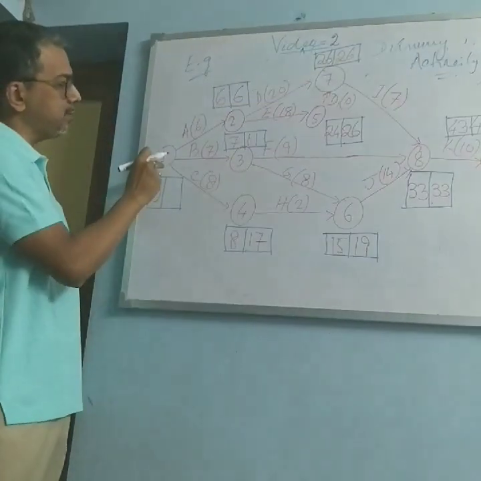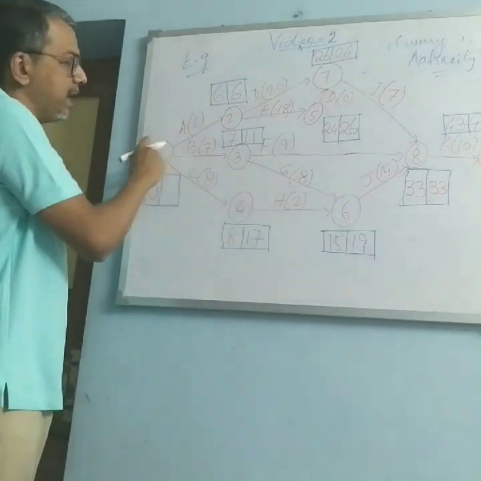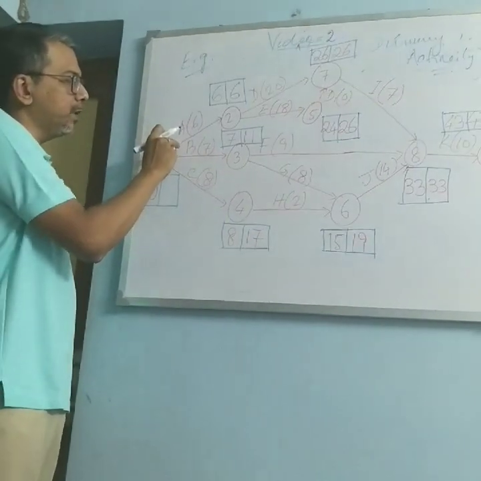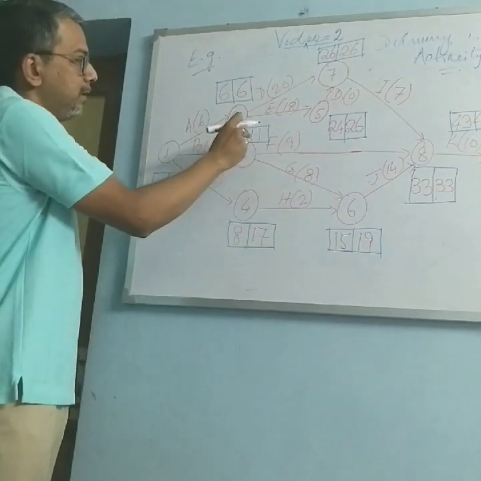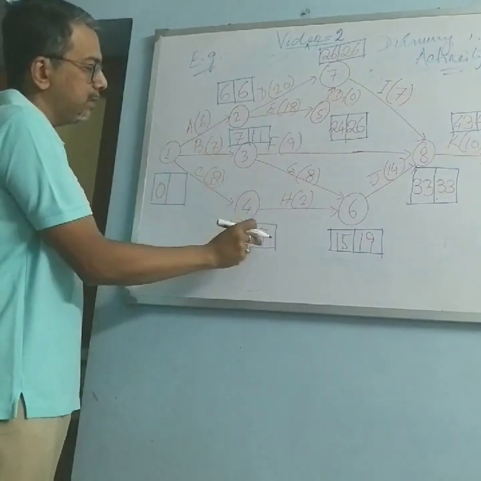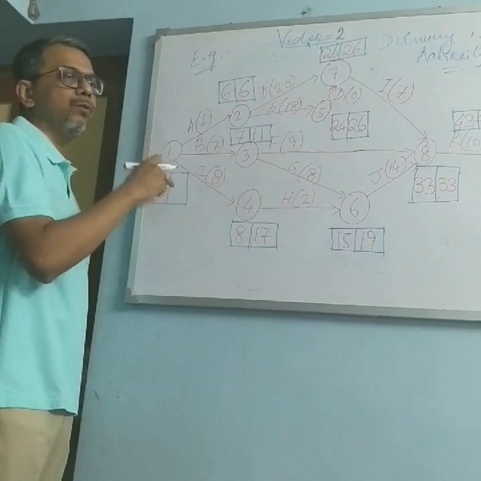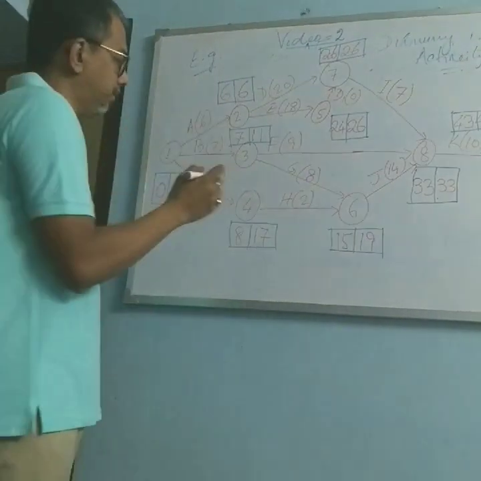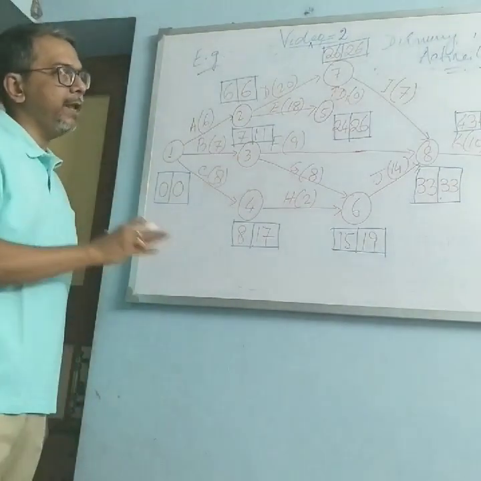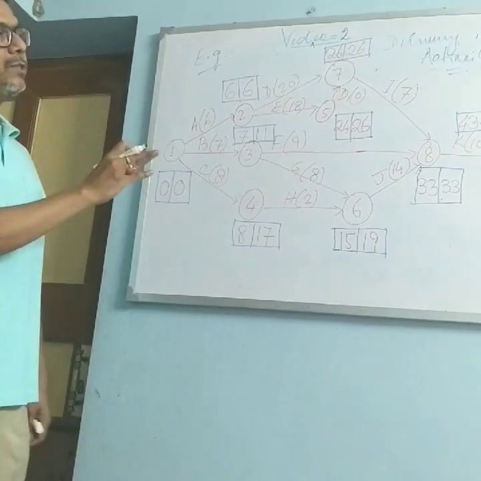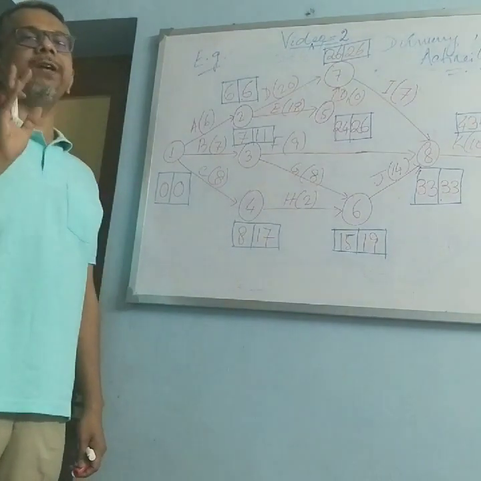Now only left is 1. So again, how many arrow tails are there? 3. This one, this and this. So 6 minus 6 is 0, 11 minus 7 is 4, 17 minus 8 is 9. So which one we will take? Obviously the minimum, 0. So here we have already calculated the earliest start time and the latest finish time.